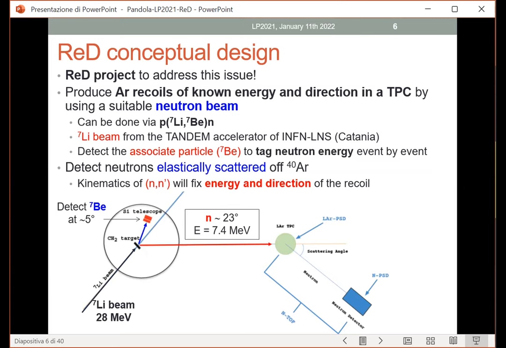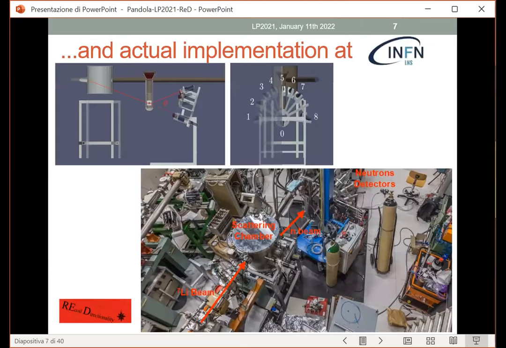We can detect the beryllium-7 with an appropriate silicon telescope detector, so we can tag the neutron event by event. The neutrons travel and go to the TPC, and we complete the kinematics by detecting the neutron emerging from scattering at a specific angle. So we have three detectors: a silicon telescope, the TPC, and the neutron spectrometer.